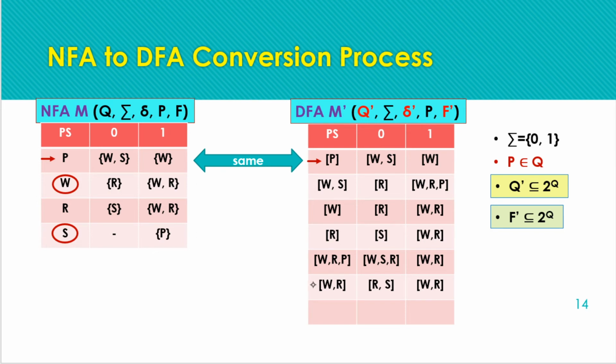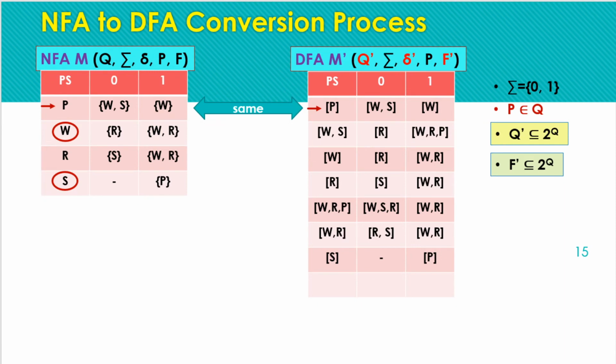Next, after WR is complete, we have a new state as S. Oh sorry, we have considered this WR, not this. So the new identified state is S. So we have to find out the transition for input state S, as S is a state of the NFA also. So just write the transitions as this. Okay, we have the same transition for S here. So S is complete, WR already considered.